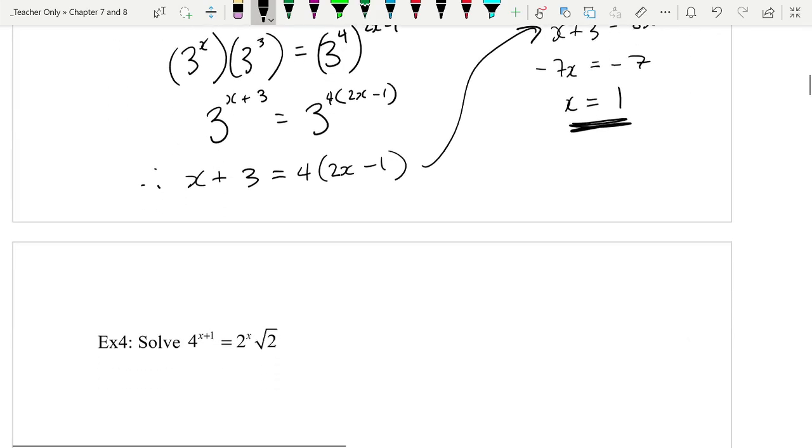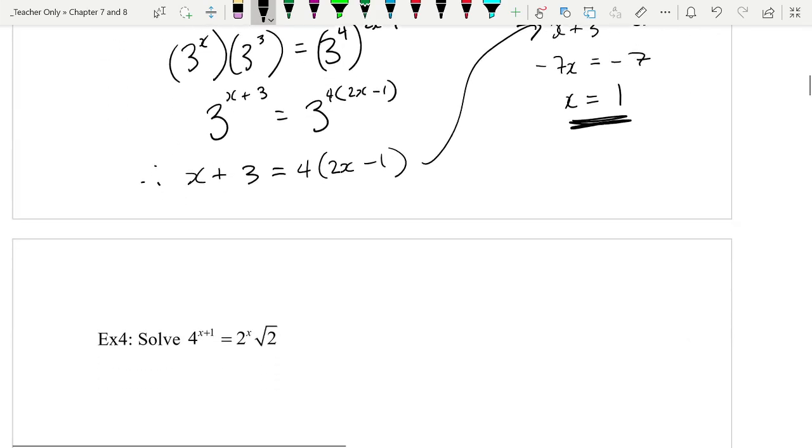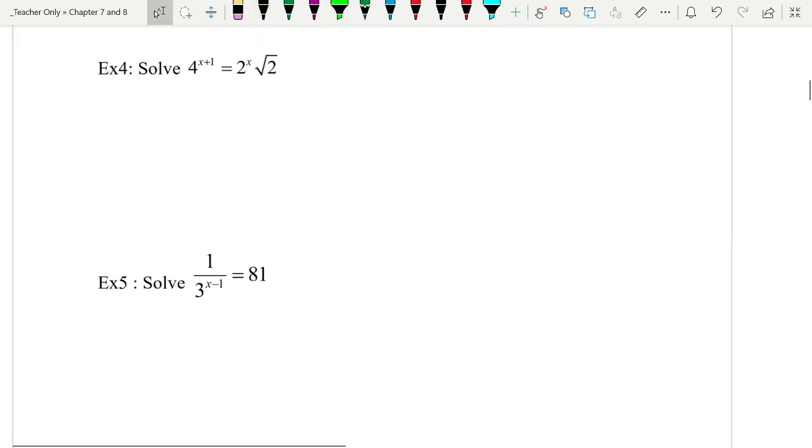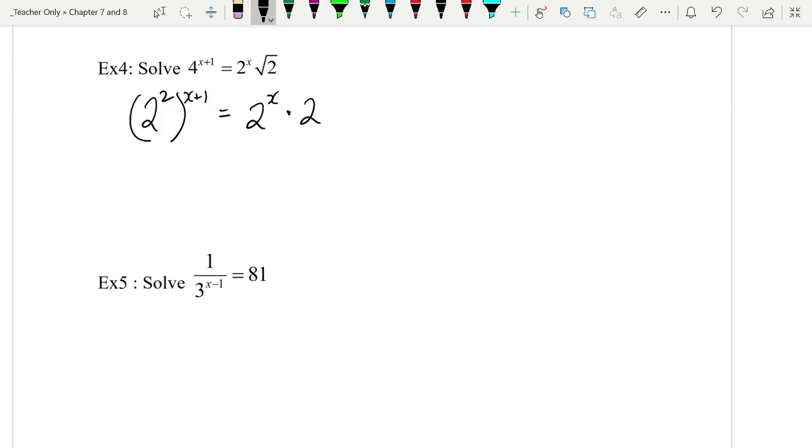All right. Now let's get some radicals involved. Once again, what should you be thinking? You should be thinking 4 can be expressed as a base of 2. So 4 is 2 squared. But that's 2 squared to the x plus 1. 2 to the x. And let's get rid of the radical and change it to a number I can work with, a fraction, right? Because that's what square root of 2 is. It's 2 to the power of a half.